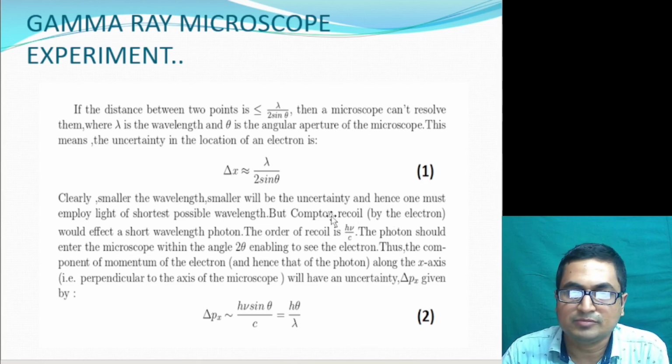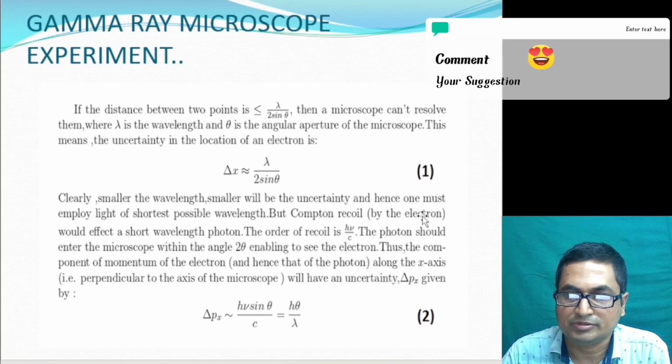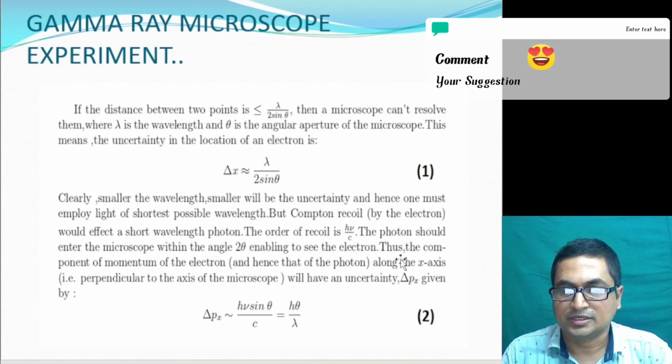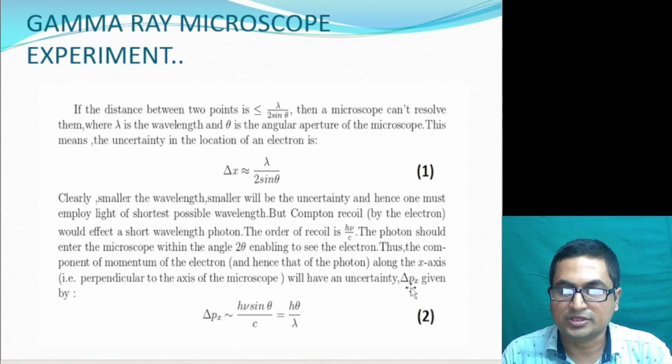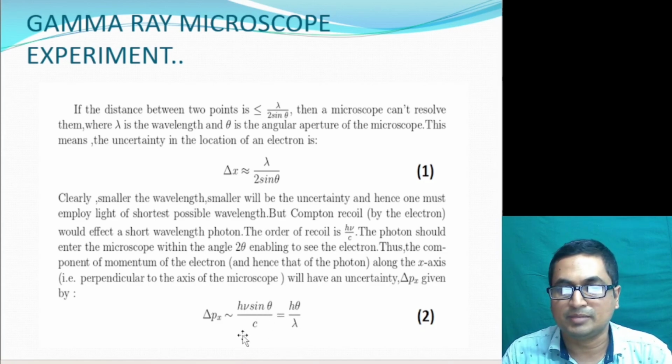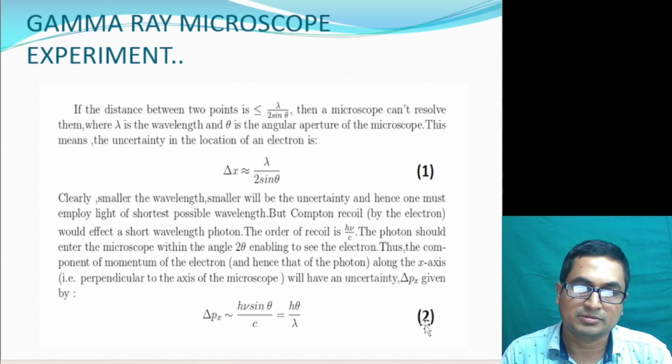But another thing is that there is some Compton recoiling of the electron, which will affect the wavelength, and the order of the recoil is h nu by c, where nu is the frequency of the radiation. The photon will enter the microscope within an angle 2 theta, so there will be some uncertainty in momentum perpendicular to the microscope, given by h nu sin theta by c. If theta is very small, then sin theta is approximately theta, and it will be h theta by lambda for the momentum uncertainty, as given by equation 2.